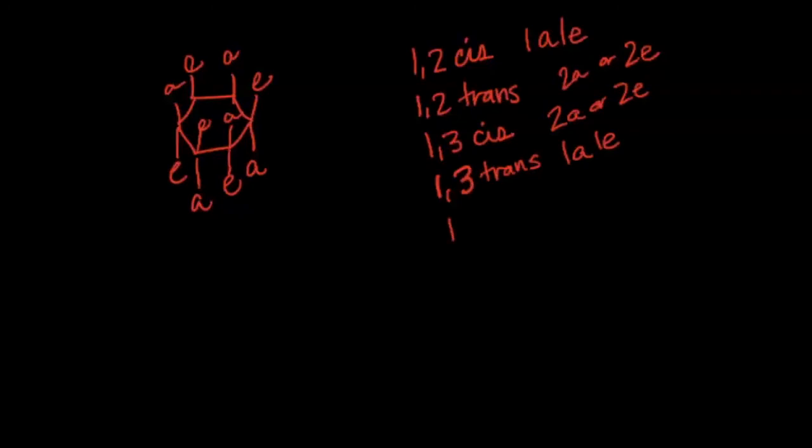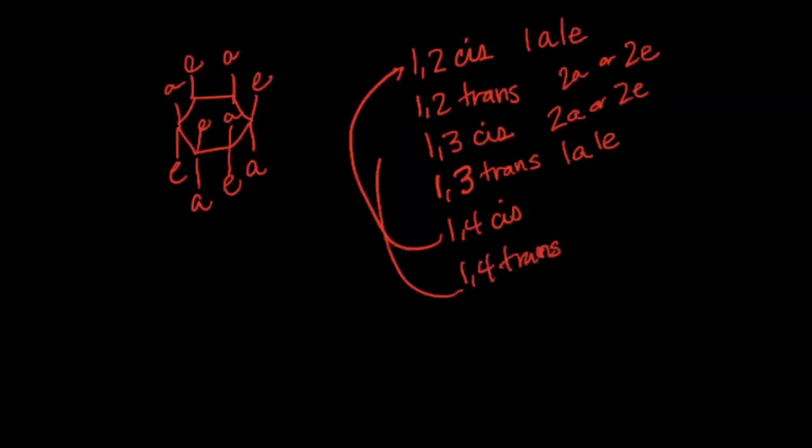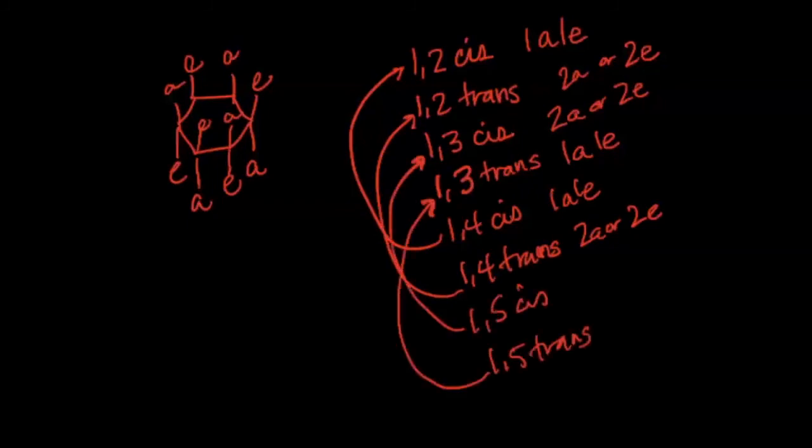And if you have 1,4 cis, it's the same as the 1,2 cis. And 1,4 trans is the same as the 1,2 trans. This is going to be 1 axial, 1 equatorial, and 2 axial or 2 equatorial. And 1,5 is actually the same as 1,3, okay? And that's going to be 2 axial or 2 equatorial, and 1 axial, 1 equatorial. So if you don't like this, you can use this.